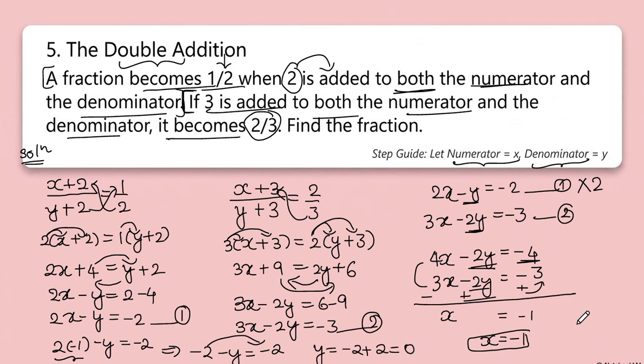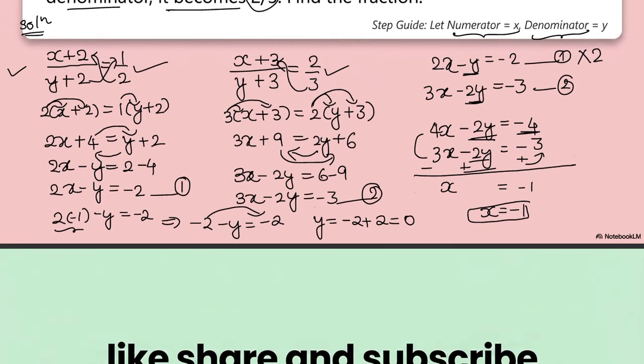Okay, so if you write the final step, you will get the fraction is minus 1 by 0. Okay, but that is not possible. In a fraction, the denominator can never be 0. Okay, so there is some error in the question, but the method is the same. Okay, whenever a question like this comes, you have to use these equations only, and you have to solve. So this is all about the fraction type word problem.